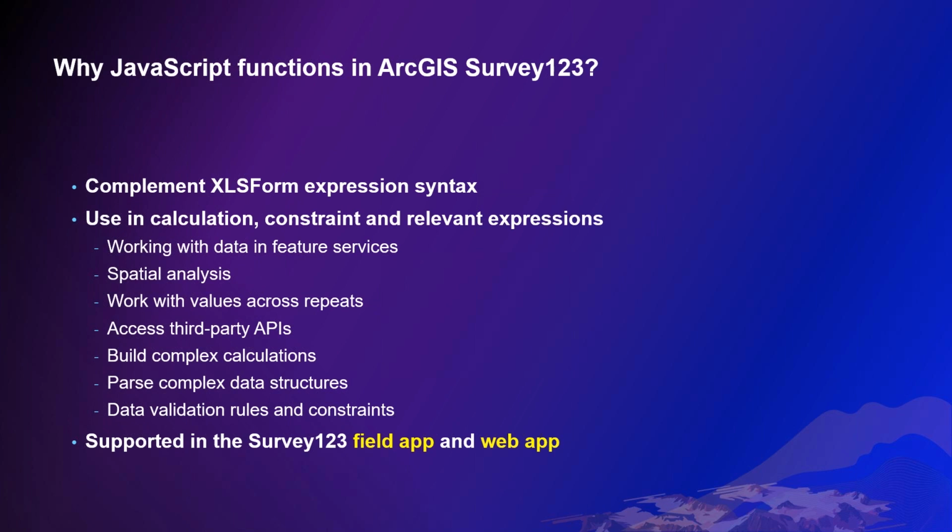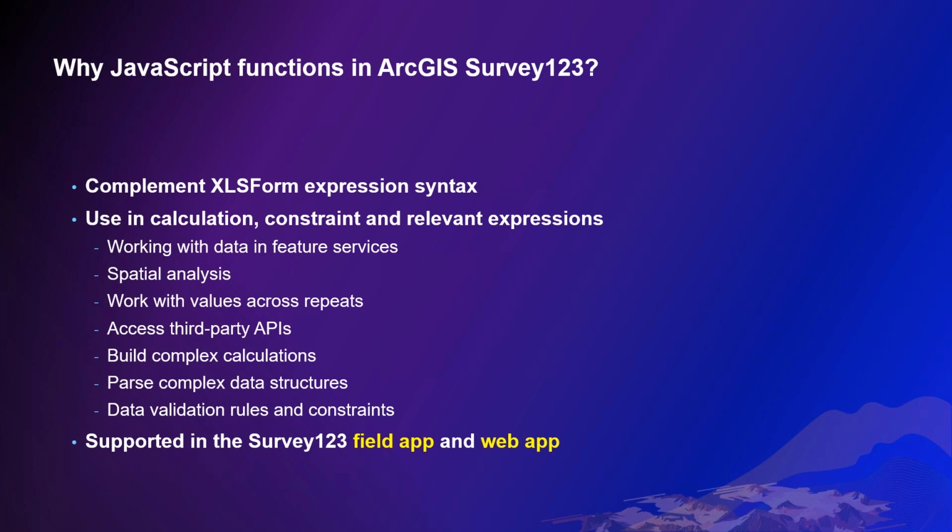You can invoke your custom JavaScript functions from anywhere in your XLS form where you typically write an expression. For example, you can make a query to a feature service using JavaScript in a calculation to calculate, say, the country where a particular person's location is. You can use maybe a custom JavaScript function to loop through values across a repeat of records and use that logic as part of a constraint to do data validation.